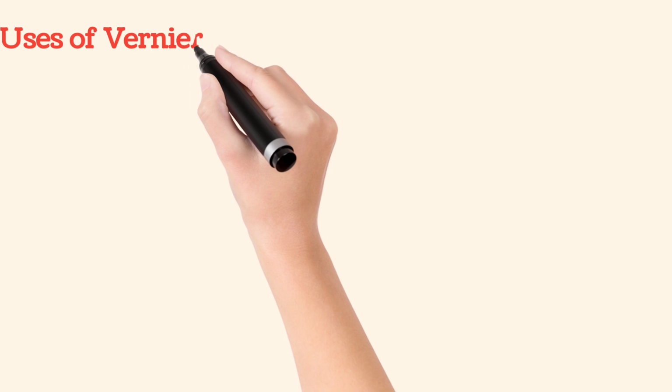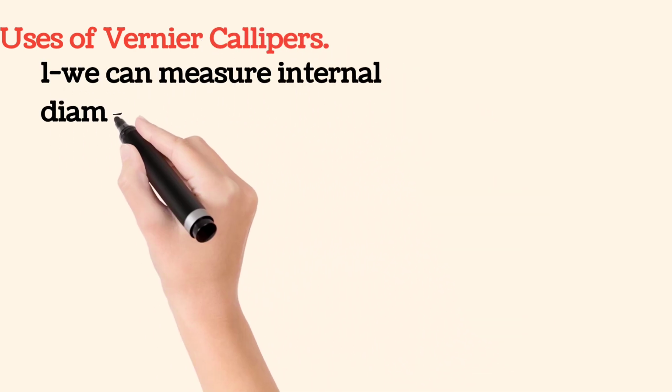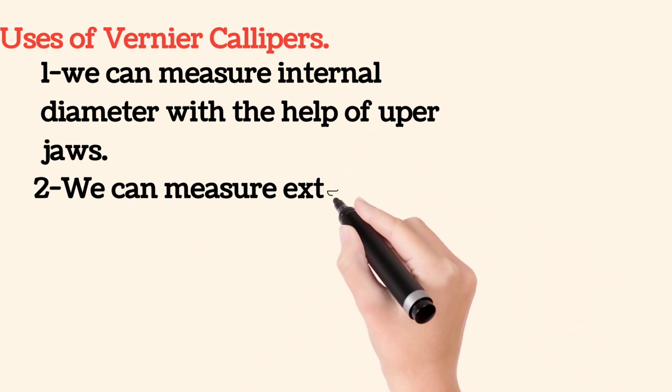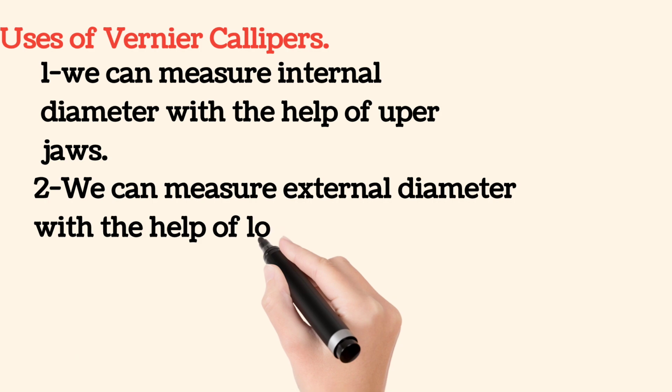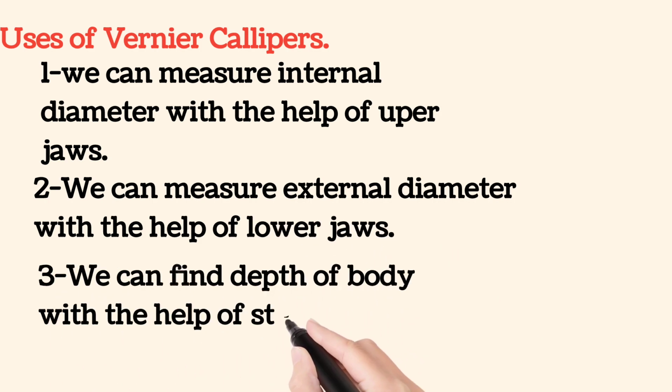Uses of Vernier Callipers. Number 1. We can measure internal diameter with the help of upper jaws. Number 2. We can measure external diameter with the help of lower jaws. Number 3. We can measure the depth of a body with the help of the stem.